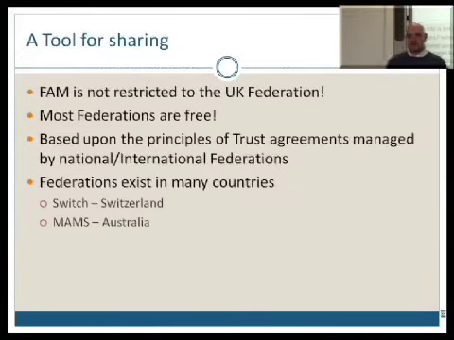So let's look at it as a tool for sharing. It's not restricted to the UK Federation, it's also free. There are lots of international federations around the world, such as Switch in Switzerland and MAMS in Australia, and there are several federations in the United States and elsewhere in the world. The Internet2 website has probably got a list of these that you can research further. It's based upon the principles of trust agreements, and it's managed by national or international federations. But you could have your own local federation as well that could be set up to do the same thing.